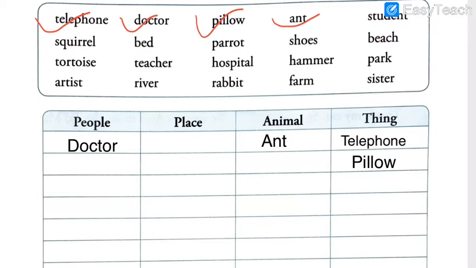Now moving on to the next, student. Again, student can either be a girl or a boy. So student will come in the people column. So let us write the answer, S-T-U-D-E-N-T, student. It will come in the people column. So student is also solved.